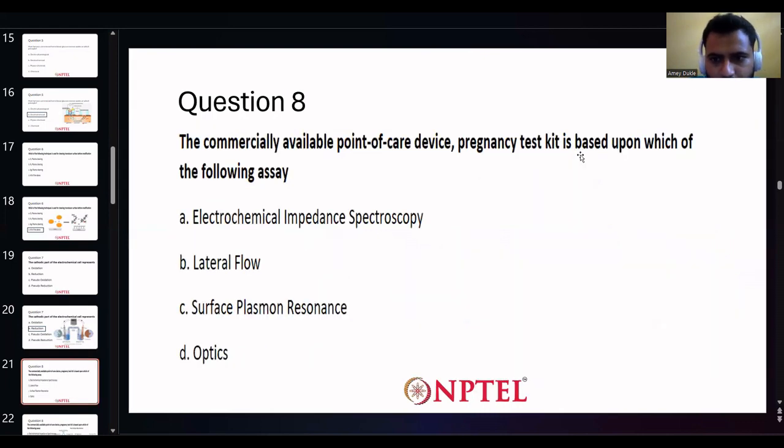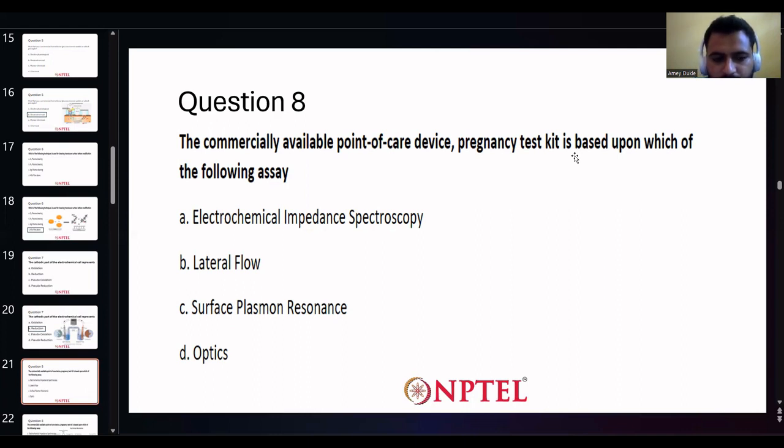Commercially available point of care pregnancy test kit is based on which of the following assays? Electrochemical impedance spectroscopy, lateral flow, surface plasmon resonance, optics. So basically, these are the detection techniques that are used for detecting the readings. EIS is basically you put a specific electrical profile, a VI profile, and then you measure the impedance. So that is EIS.